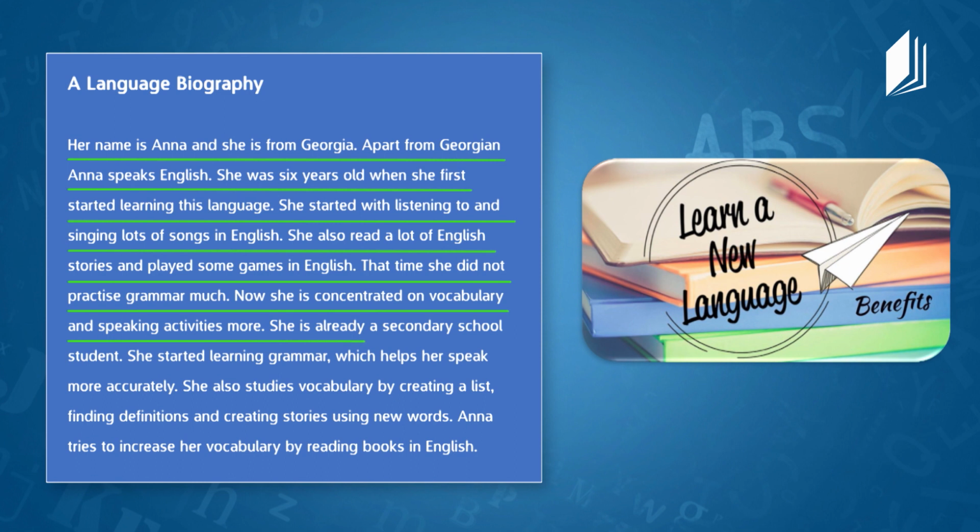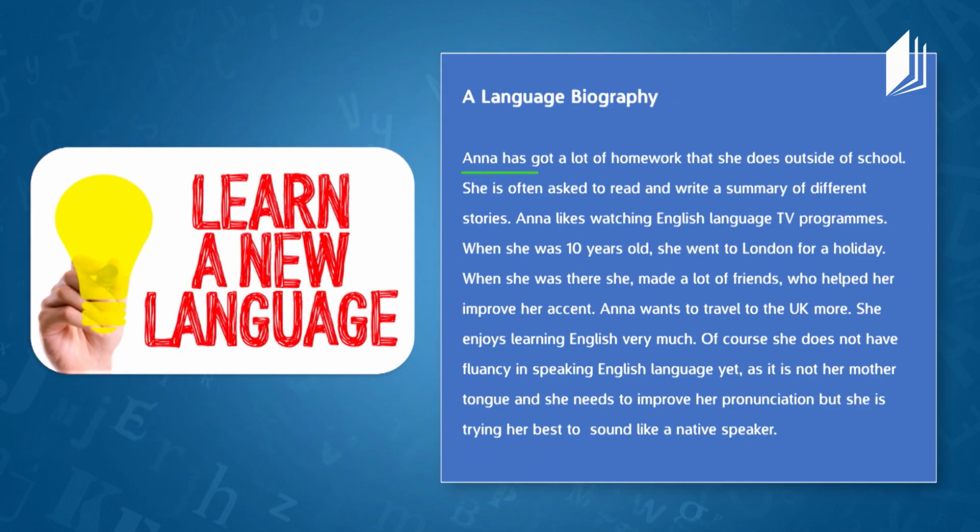Now she is already a secondary school student. She started learning grammar, which helps her speak more accurately. She also studies vocabulary by creating a list, finding definitions, and creating stories using new words. Anna tries to increase her vocabulary by reading books in English. Anna has got a lot of homework that she does outside of school. She's often asked to read and write a summary of different stories.